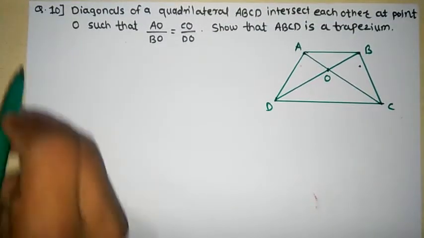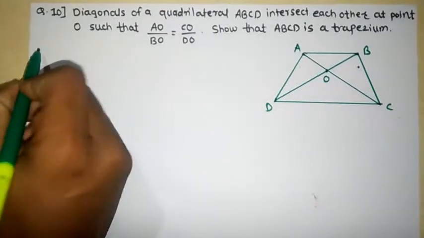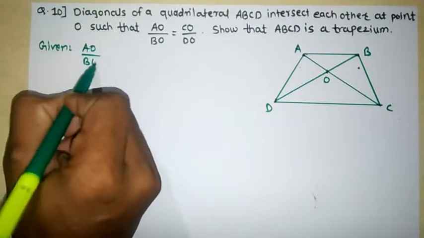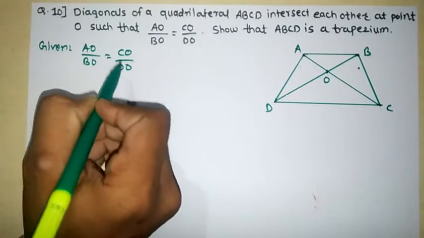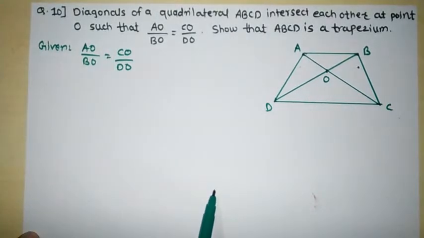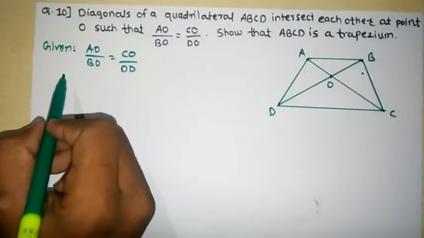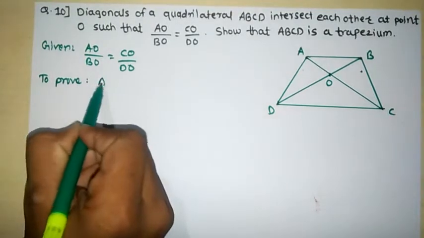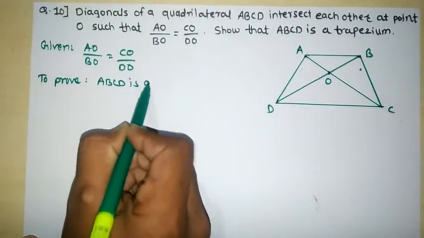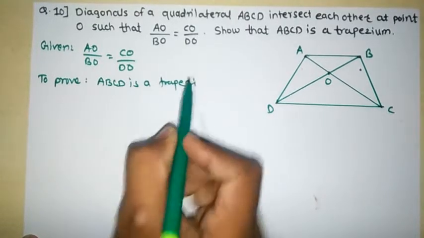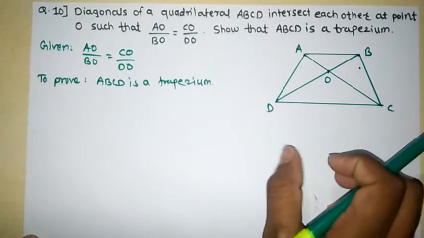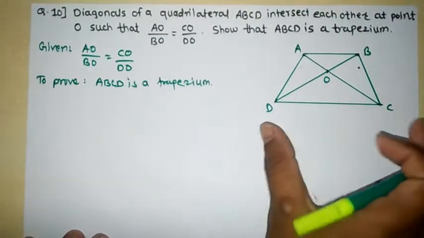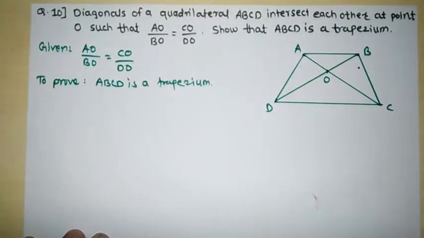See here, first I will write the given data. What is given? Given AO divided by BO is equal to CO divided by DO. It is given, and what we have to show? To prove: ABCD is a trapezium. To prove ABCD is a trapezium, what we have to prove here? Here we have to prove that side AB is parallel to DC, आपको prove करना है.